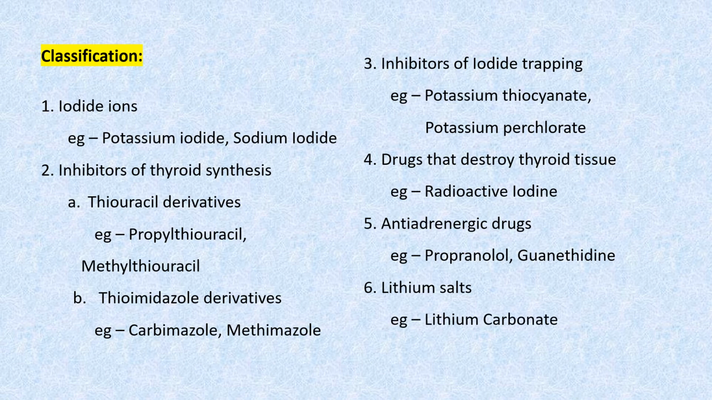Now, antiadrenergic drugs: we have seen in hyperthyroidism one of the symptoms is increase in blood pressure. To control that blood pressure, we have to use antiadrenergic drugs, which decrease the heart rate and force of contraction. Examples of these drugs are propranolol, guanethidine, etc. These are the drugs which decrease the increased blood pressure level in our body.